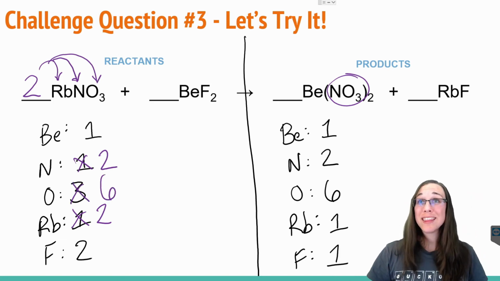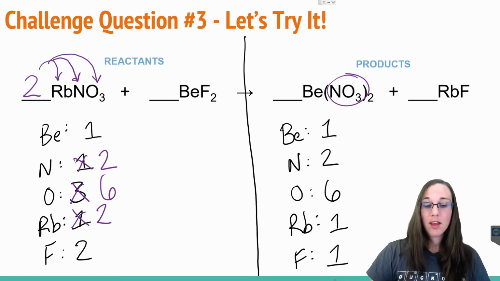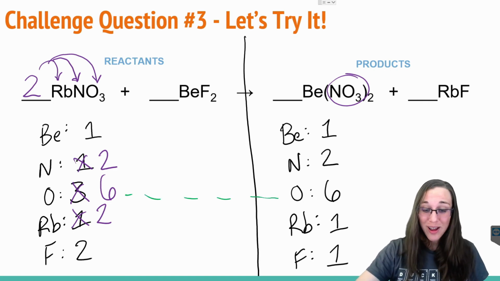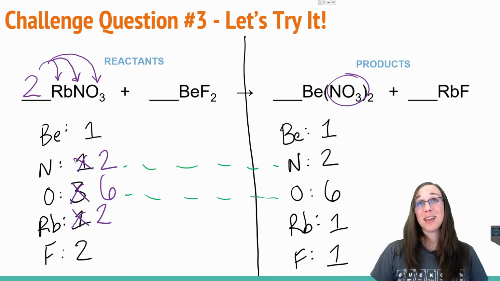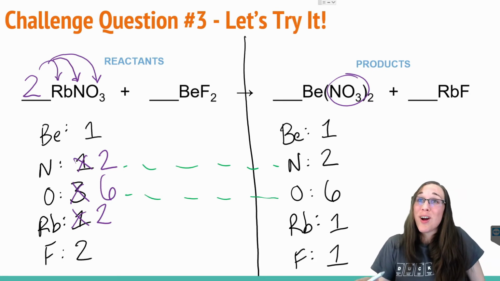Notice that by doing it this way, by starting with my polyatomic ion atoms first, not only have I balanced my oxygens successfully, but I also ended up balancing my nitrogens at the same time. Sweet. I did, however, screw up my Rb balance a little bit. I used to have 1:1, now I have 2:1. So let's focus on Rb next.